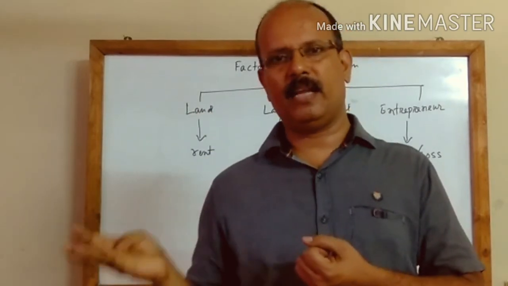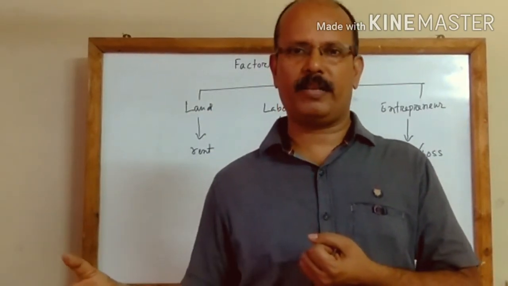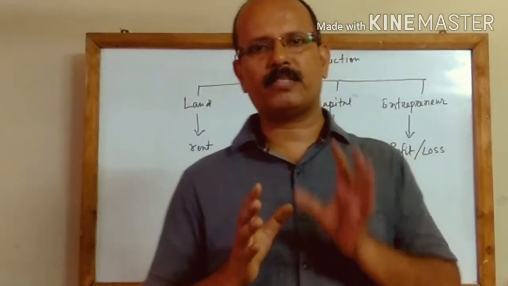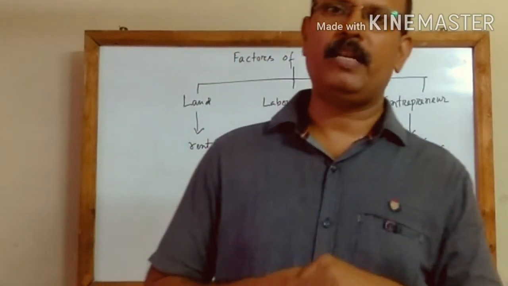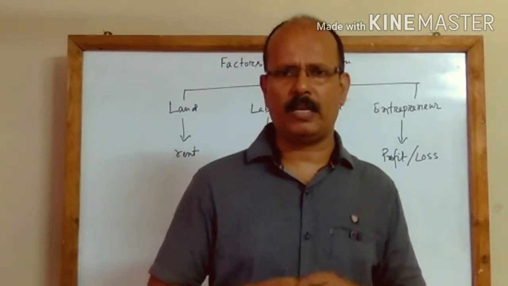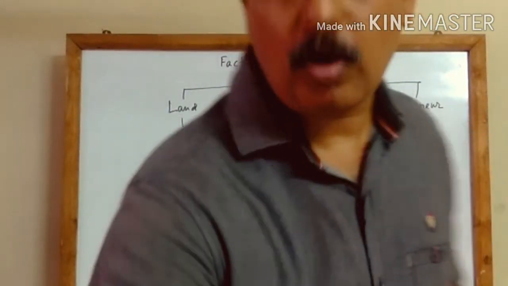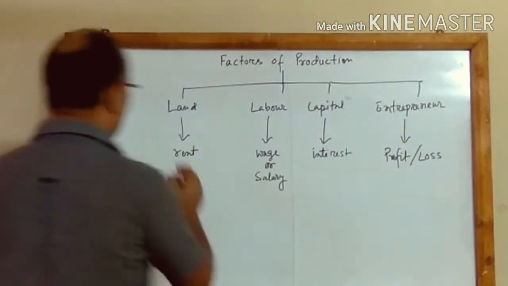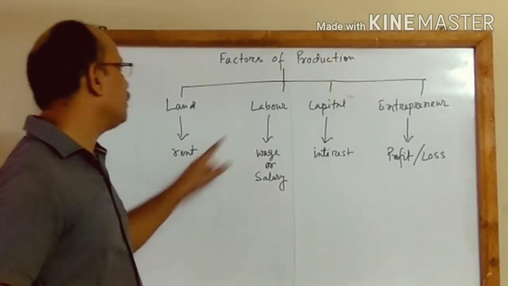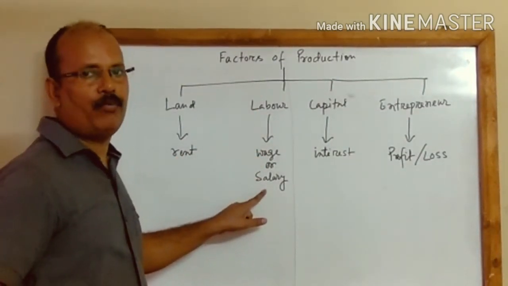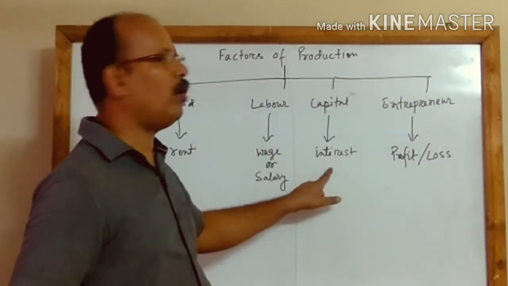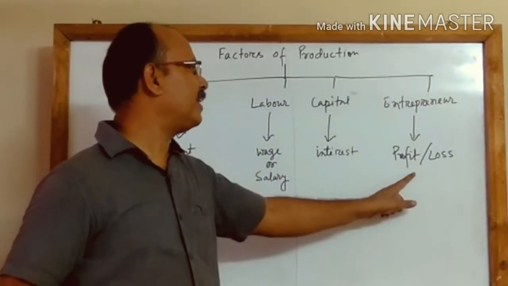He will hire land, labor, capital, and he will purchase the raw materials, that is the non-factor inputs, and will continue the production function. So entrepreneur is taking a very important role in production, and all of them are called factors of production. Now these factors of production are getting some income. Land is getting rent. The remuneration received by land is called rent. The remuneration received by labor for its effort is called wage or salary. The remuneration received by capital is called interest, and the entrepreneur is getting profit.